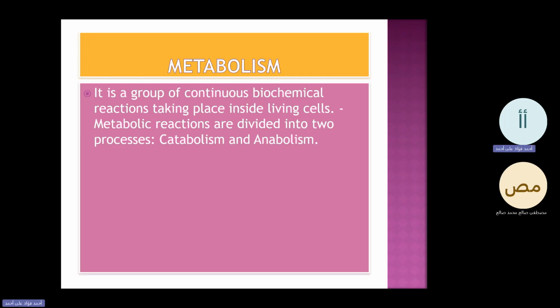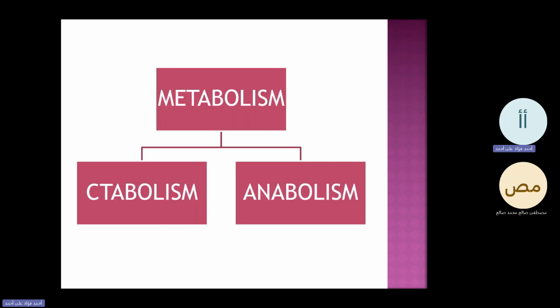But metabolism is divided into two types of reaction. We are going to speak about them. These two types are called catabolism and anabolism. So metabolism is divided into two types of reaction, which are called catabolism and anabolism. What is the difference between a catabolic reaction and an anabolic reaction?